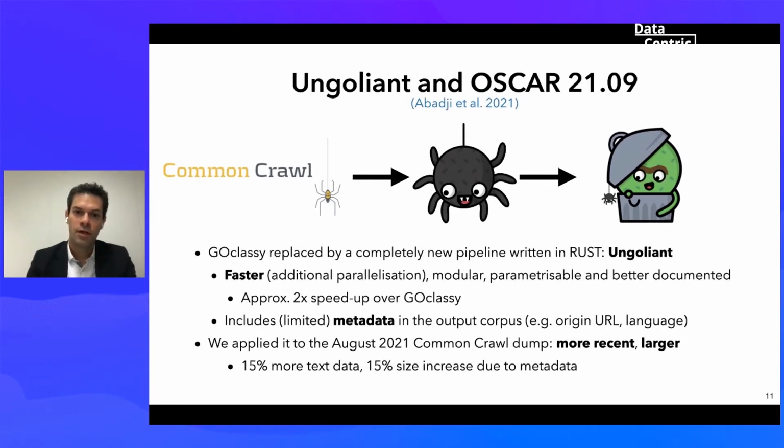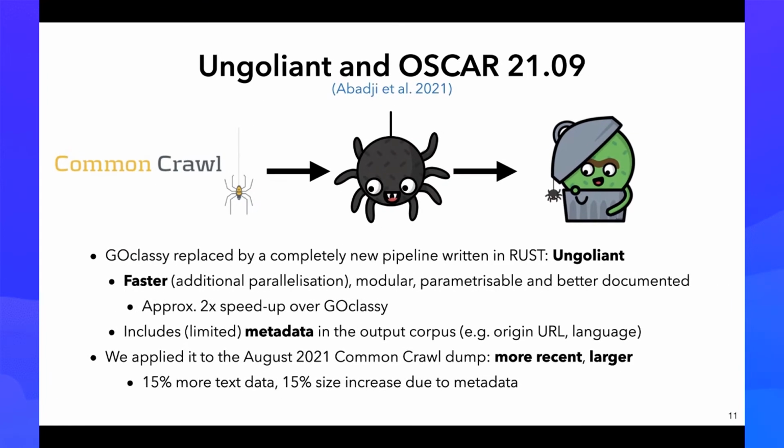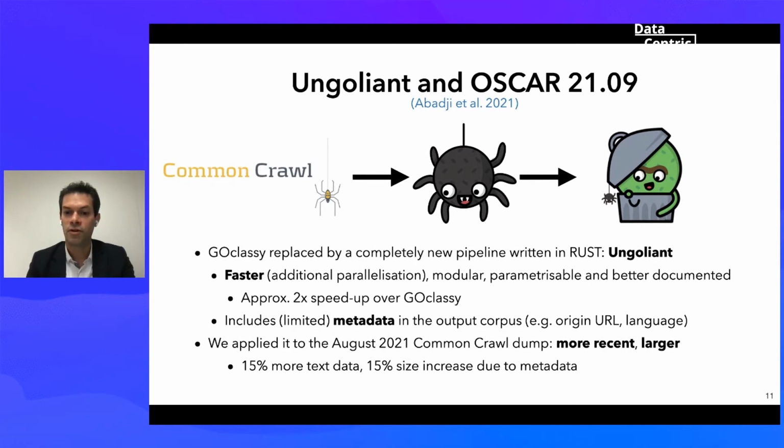So we developed a new processing pipeline called Ungoliant, and we used this new pipeline to create a new version of OSCAR called 21.09, because it was created and published in September 2021. Ungoliant is much faster with, again, additional parallelization. It's also written in Rust rather than in Go. It is more modular, more parameterizable, and better documented, and it results in an approximately 2 times speed up over Goclassy. And this new version of OSCAR also includes limited metadata in the corpus.